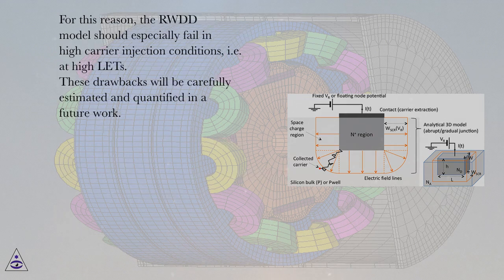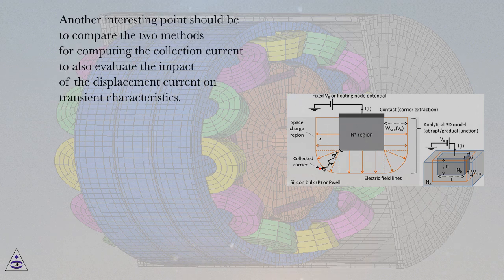For this reason, the RWDD model should especially fail in high carrier injection conditions, i.e. at high LETs. These drawbacks will be carefully estimated and quantified in a future work. Another interesting point should be to compare the two methods for computing the collection current to also evaluate the impact of the displacement current on transient characteristics.